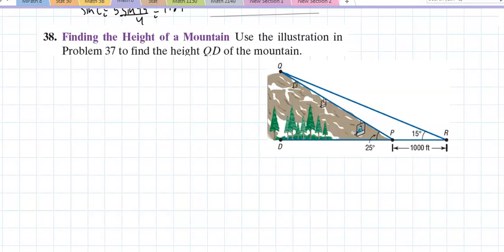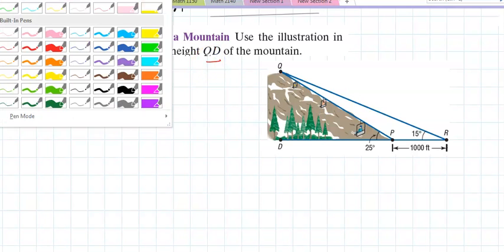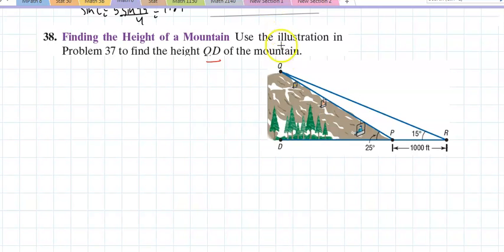On number 38, it says, use the illustration number 37. Okay, there's the illustration number 37. You're taking a ski lift to find the height QD. If I look for QD, this is really what I want.